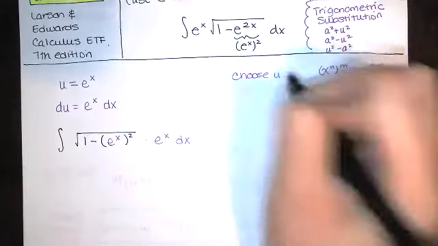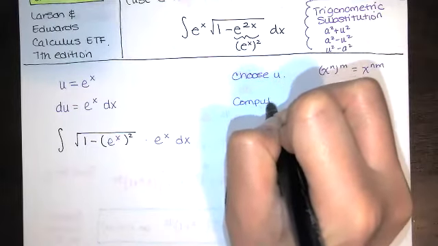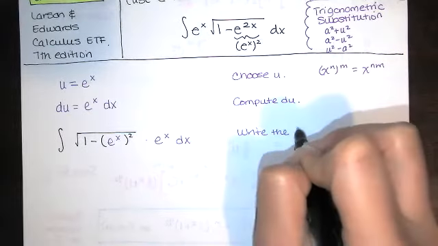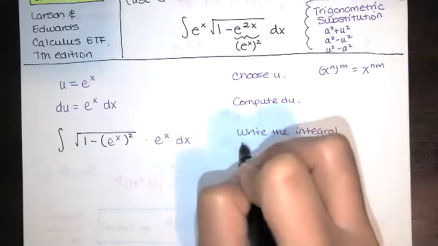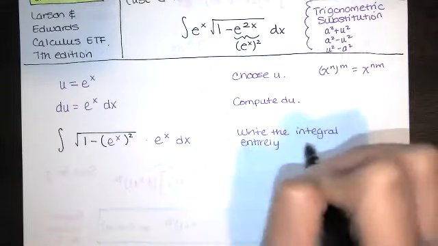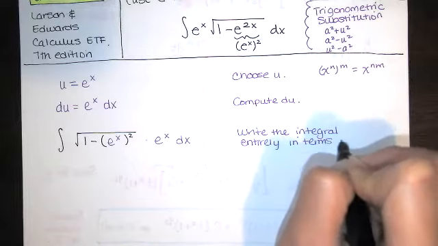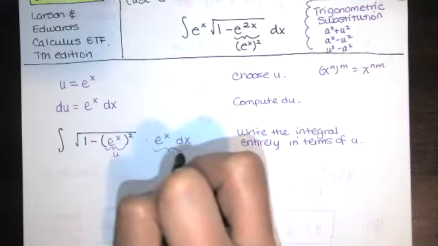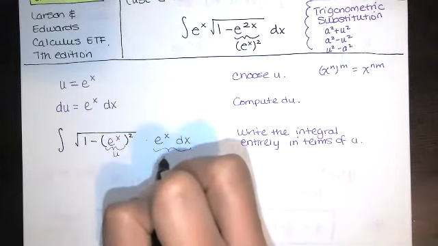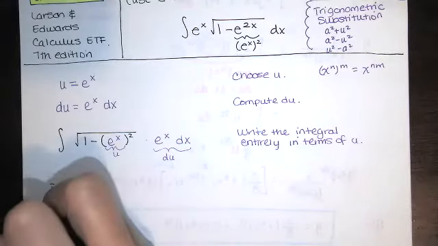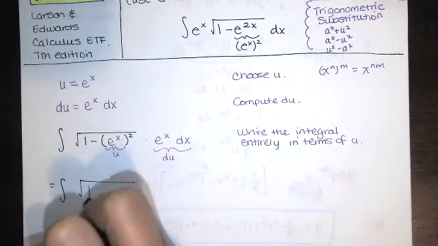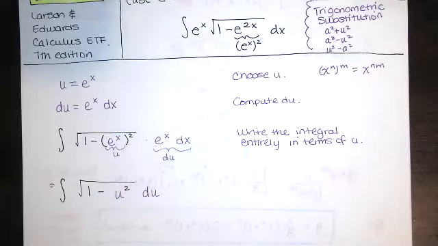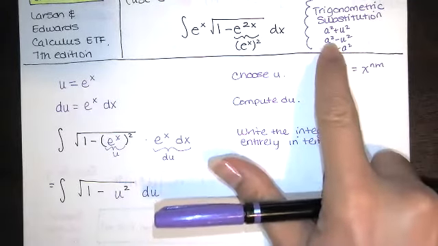So we'll choose u, we compute du, and then we write the integral entirely in terms of u. So that's a u, and e to the x dx, that's the same as du, so you can replace that. And now you've got this integral right here. You've got the square root of 1 minus u squared times du. And that looks like this guy right here.